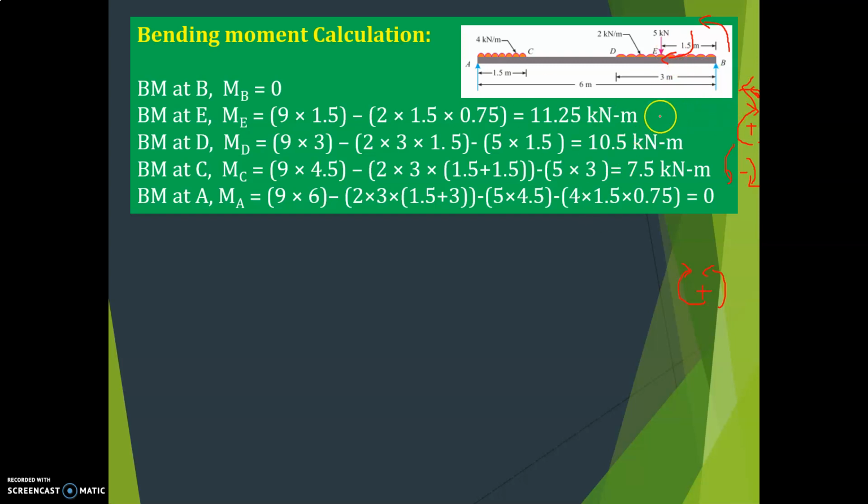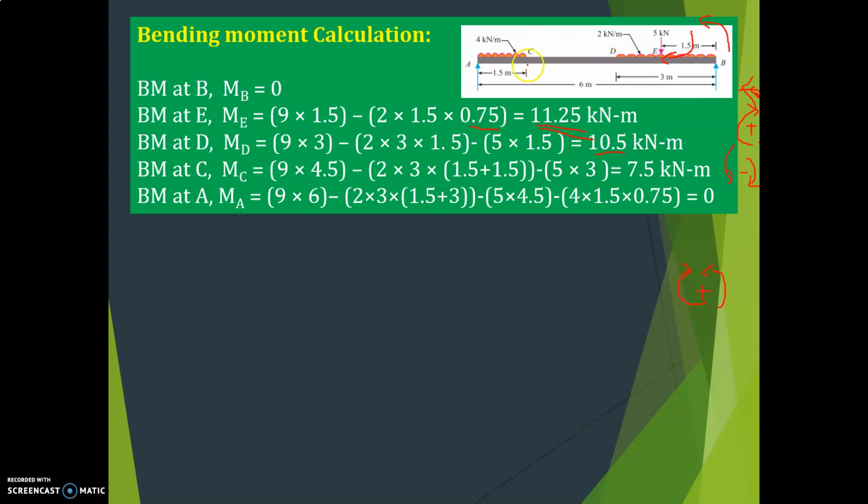So now what is RB? RB is 9. So at E, 9 into 1.5 minus 2 into 1.5 into half of 1.5, that is 0.75, you get this value. Next point at D, what is that? Again RB into this distance 3 minus 5 into 1.5 minus 2 into 3 into half of 3, 1.5. So you get 10.5.